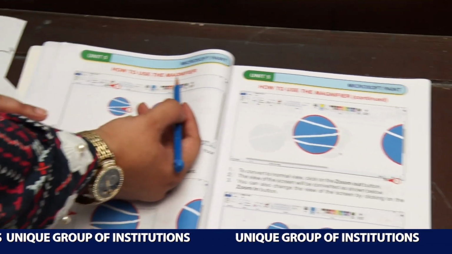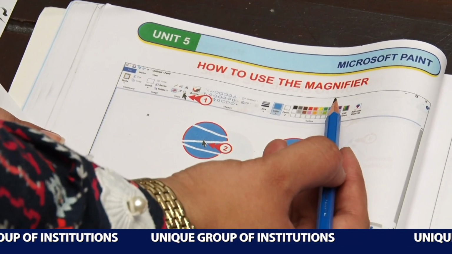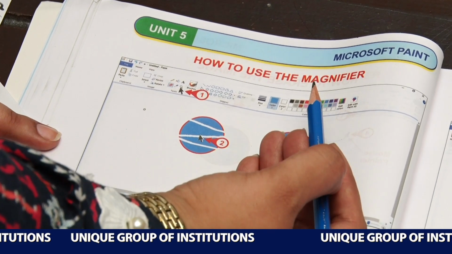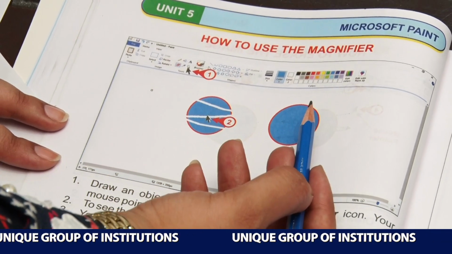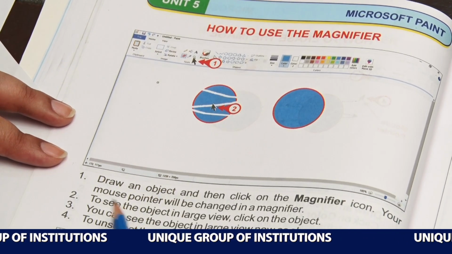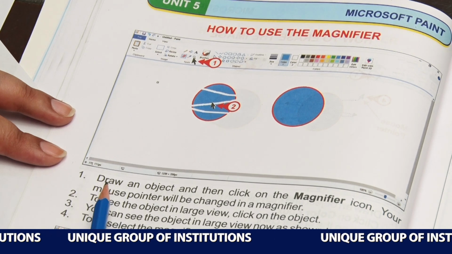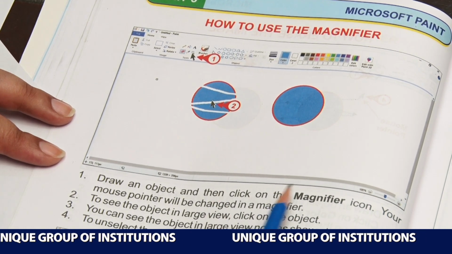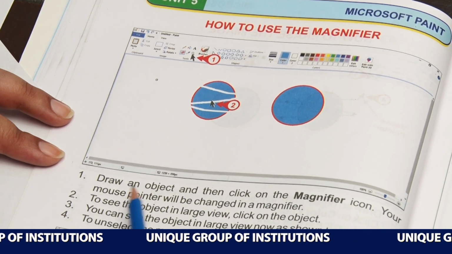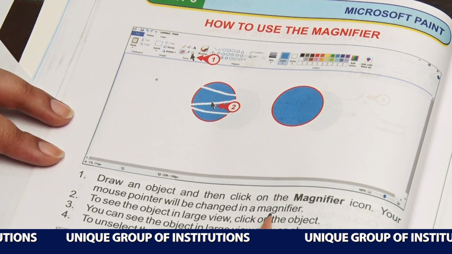How to use the magnifier. We know what a magnifier is and how it increases the size of the pictures. Let's find out how we can use it in the Paint window. First step is to draw an object and then click on the magnifier icon. Your mouse pointer will be changed into a magnifier.